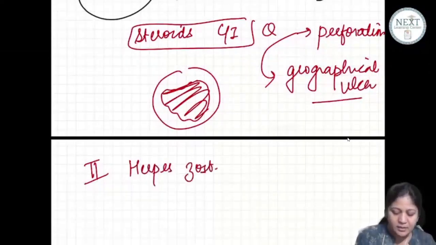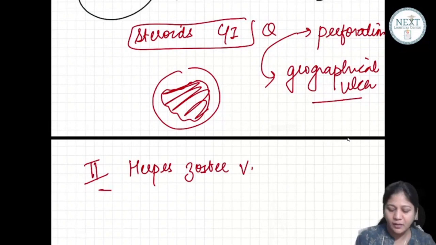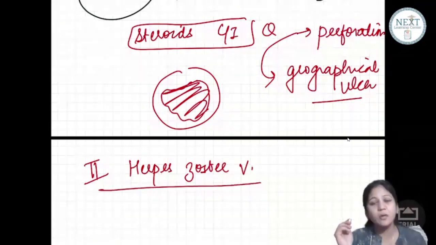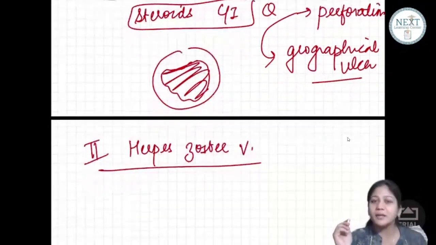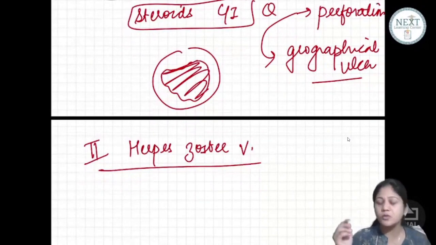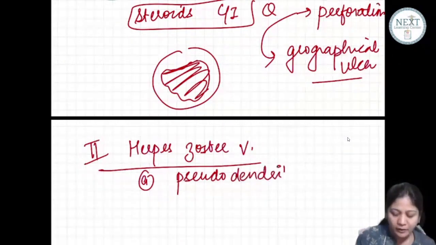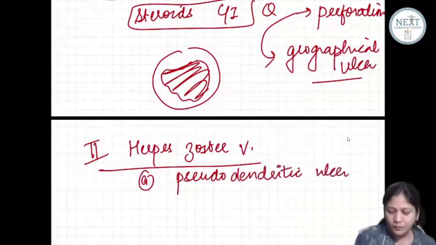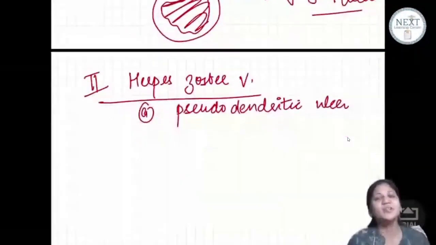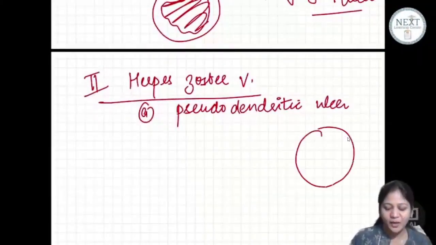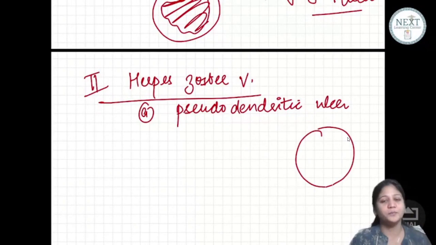The next is herpes zoster virus. Now let us see what are the manifestations of herpes zoster virus in eye. What can herpes zoster cause to your eye? So the first very important question is, it can cause a pseudodendritic ulcer. Pseudodendrite. Now what do you understand by pseudodendrite? What do you understand by this word pseudo?